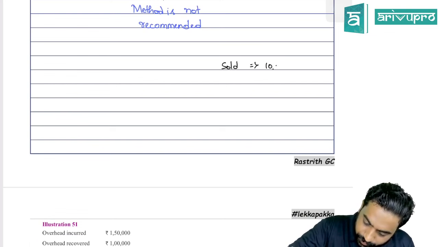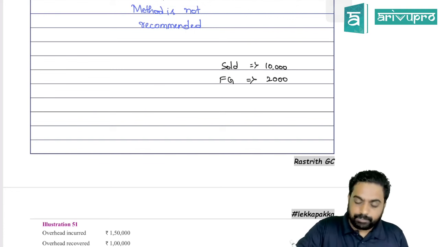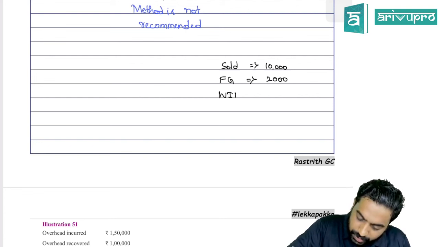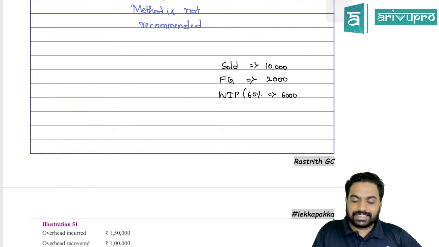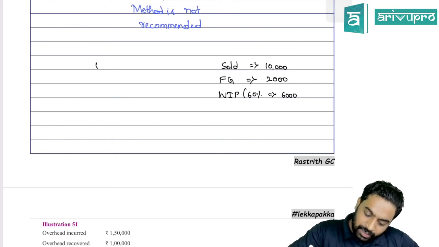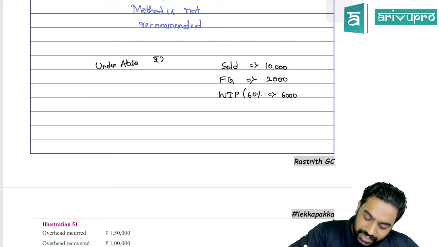10,000, finished goods in stock 2,000, WIP 60%, let's say 6,000. Now under absorption, let's say rupees 20,000 is under absorption.